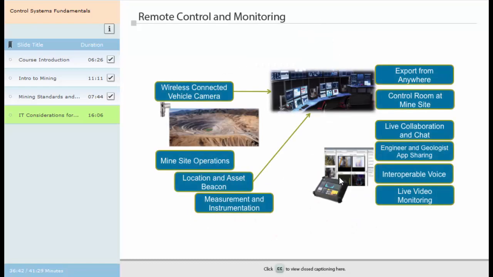Both open pit and underground mining sites cover a lot of ground. Getting from a surface-level office to a location in the mine may take time and planning. Most likely, safety precautions will also need to be taken, such as putting on personal protective equipment. With the use of IP cameras, location and asset beacons, and measurement instrumentation wirelessly connected through the mining site, managers and mining experts can more cost-efficiently observe mining activities from anywhere.